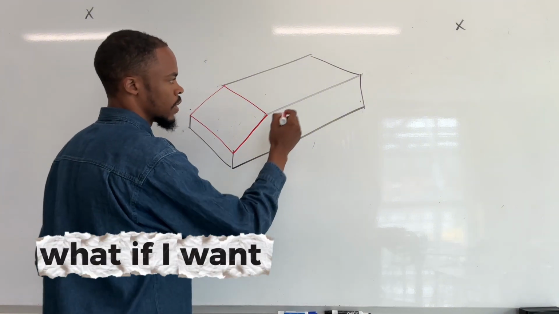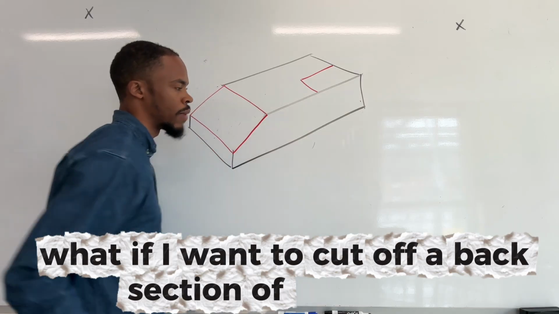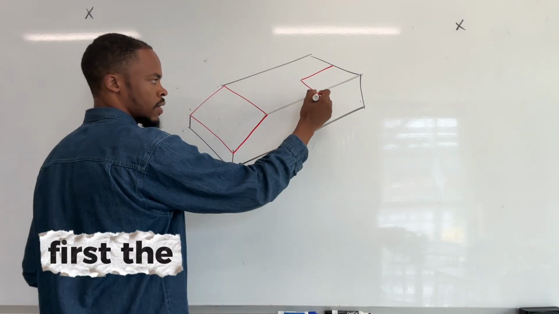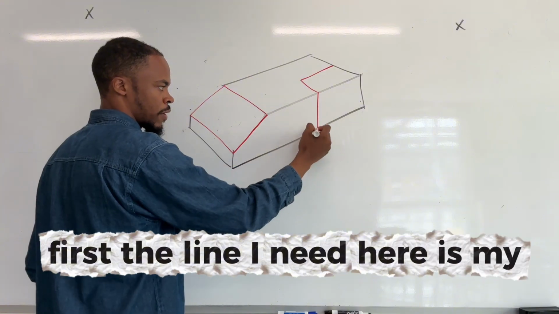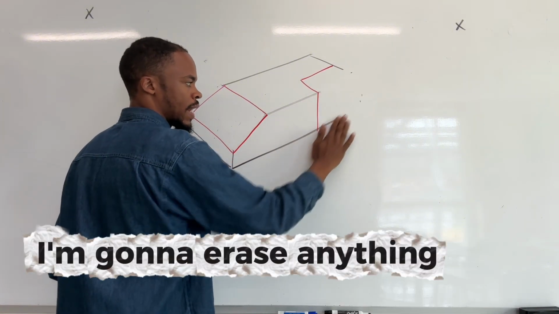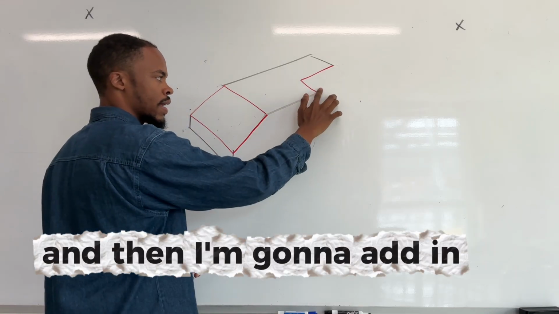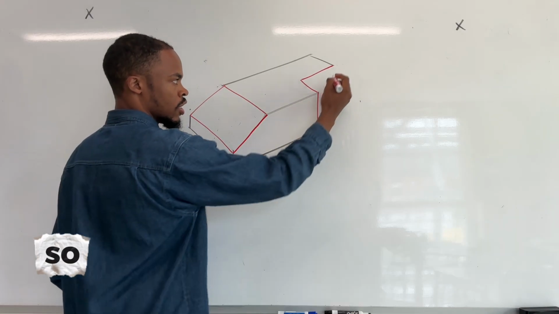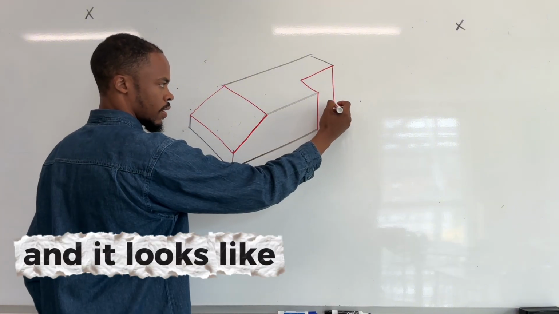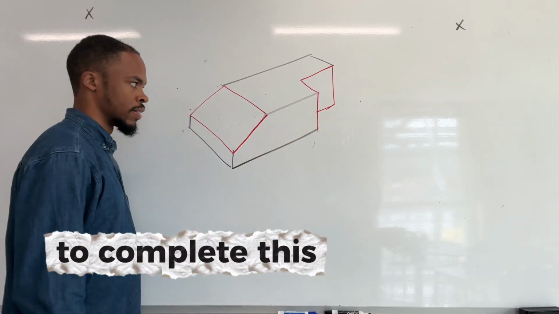What if I want to cut off a back section of my object? First, the line I need here is my vertical to complete the cut. I'm going to erase anything that I just cut off, and then I'm going to add in any remaining lines. So I know from here I'll need a vertical, and it looks like I'll need one line going off to the vanishing point to complete this.